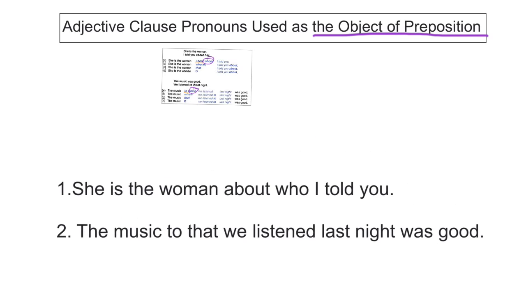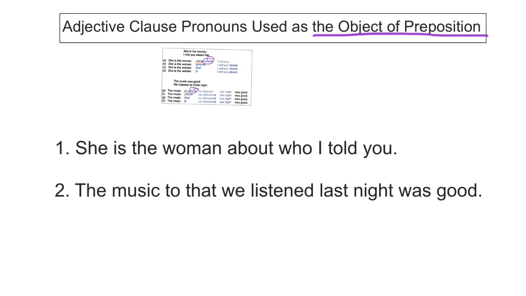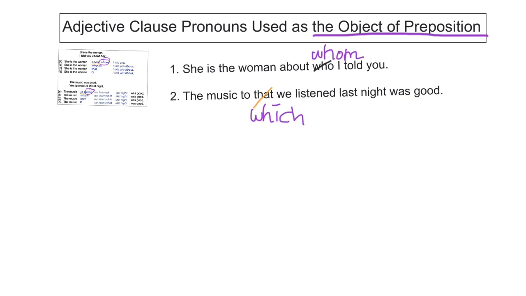Now let us pay attention to the following two examples. Number 1 is wrong because you cannot use who in this case. You have to change who into whom. So the sentence will be, she is the woman about whom I told you. Number 2 is also wrong. We cannot use that in this sentence. We have to change that into which. So the sentence will be, the music to which we listened last night was good.